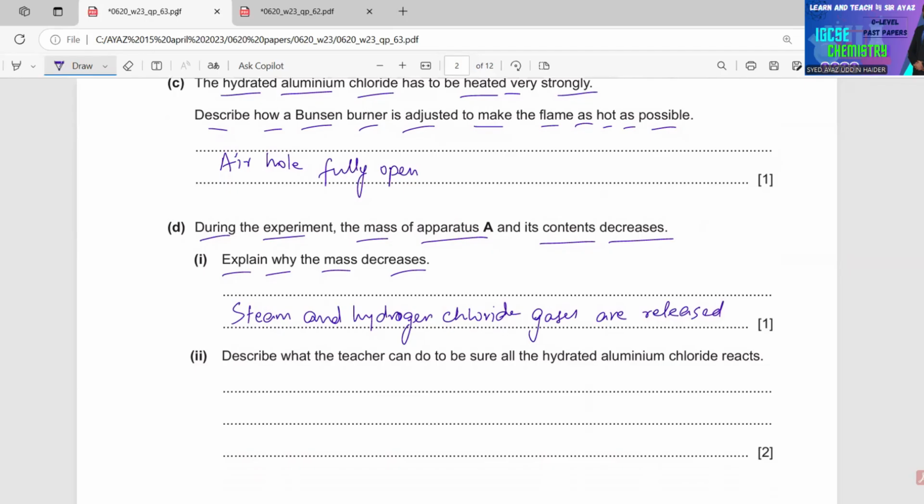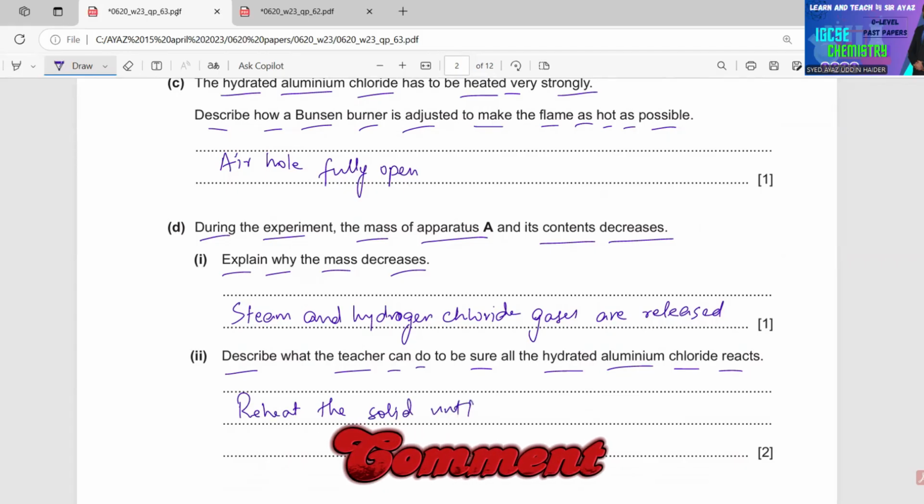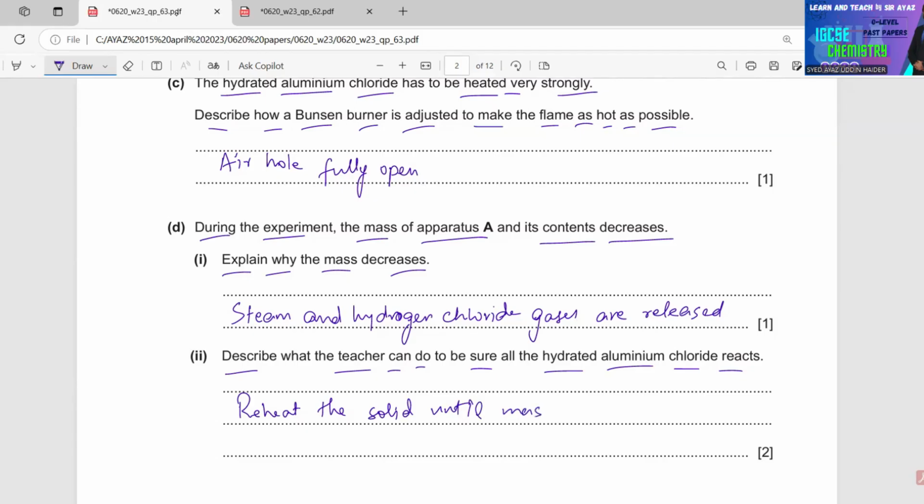Part 2. Describe what the teacher can do to be sure all the hydrated aluminum chloride reacts. So what the teacher can do, teacher should reheat until weight or mass becomes constant. So you write reheat the solid until mass is constant.